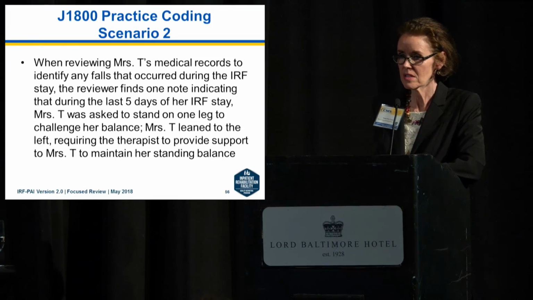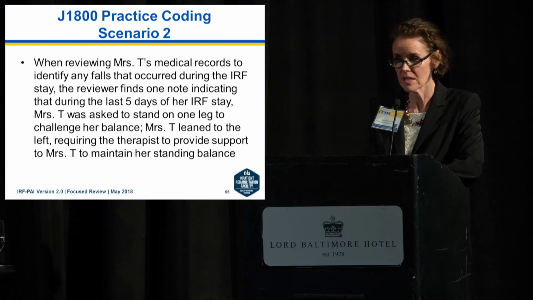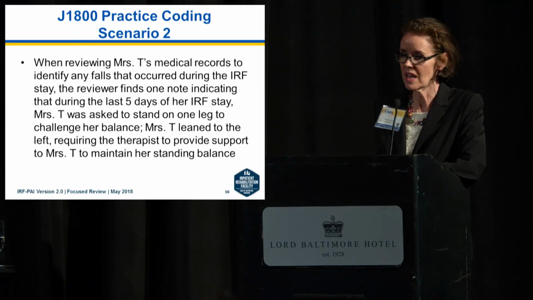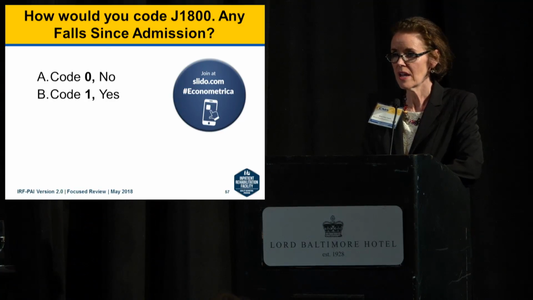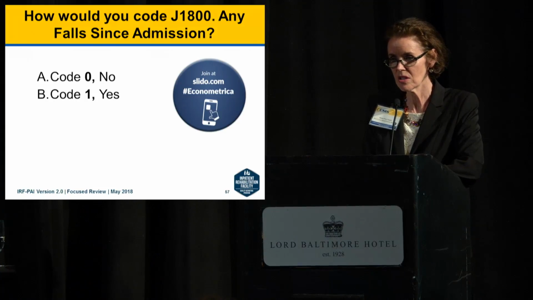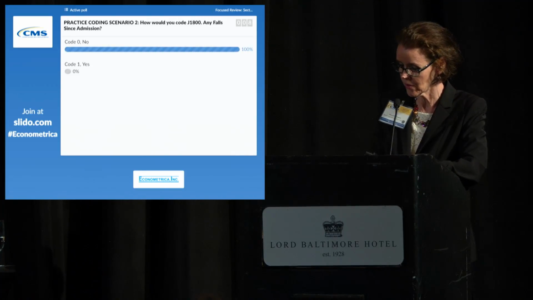So let's do a practice scenario here. When reviewing Mrs. T's medical records to identify any falls that occurred during the IRF stay, the reviewer finds one note indicating that during the last 5 days of her IRF stay, Mrs. T was asked to stand on one leg and challenge her balance. Mrs. T leaned to the left, requiring the therapist to provide support to Mrs. T to maintain her standing balance. So how would you code J1800, any falls since admission? Would you say that she is a 0, she did not have a fall, or would you code her as a 1, that she did have a fall?